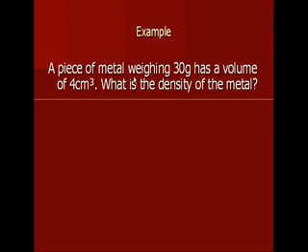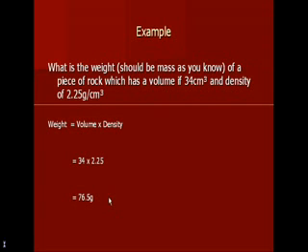Here's an example. A piece of metal weighing 30 grams has a volume of 4 centimeters cubed. What is the density of the metal? So the first thing you do is get your triangle down and you cover up the density, and you'll find that density is mass divided by volume. Well, the mass of the metal is 30 grams. The volume of it is 4 centimeters cubed. So you do 30 divided by 4, and you'd get 7.5 grams per centimeter cubed.